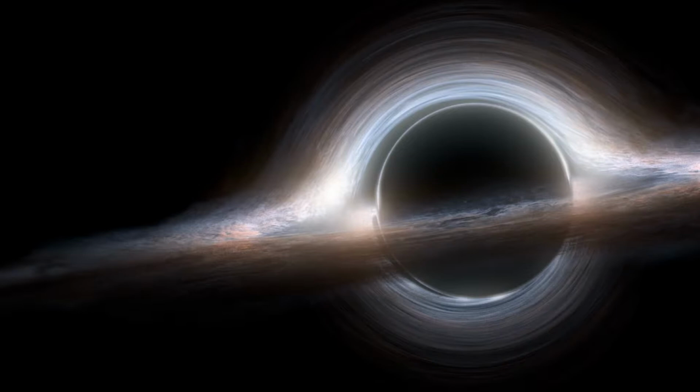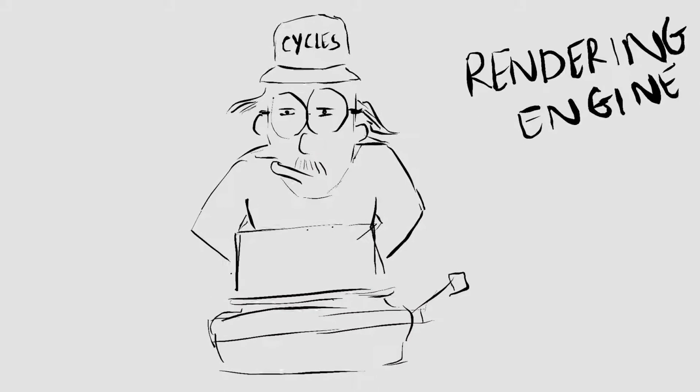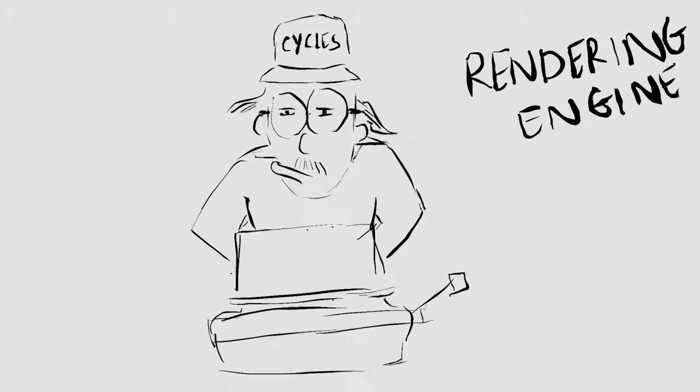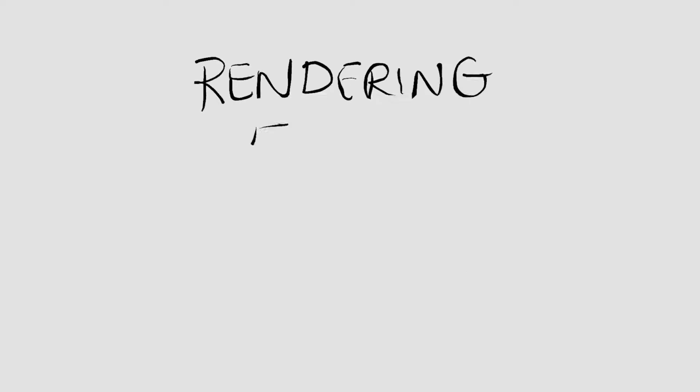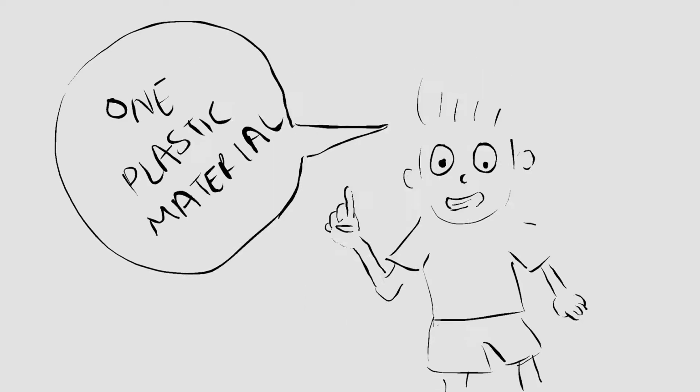In our case, the way in which light will interact with all these objects will be calculated by something called the rendering engine. So if you want to make a material, you're gonna have to tell the rendering engine exactly what kind of material it is in a language that it understands. So let's say you want to make a red plastic material. The conversation will probably go like this.